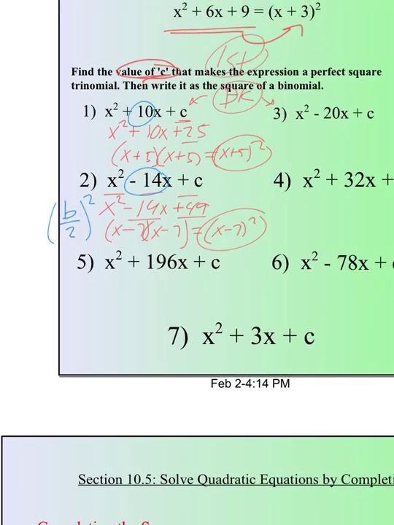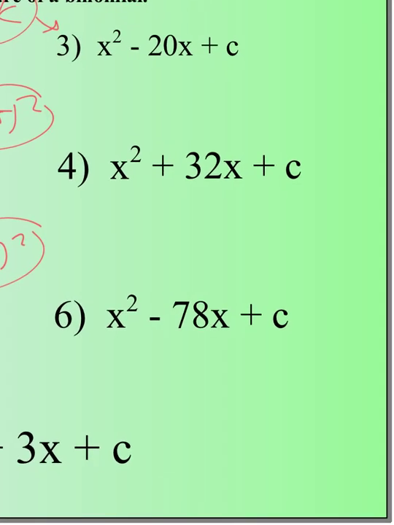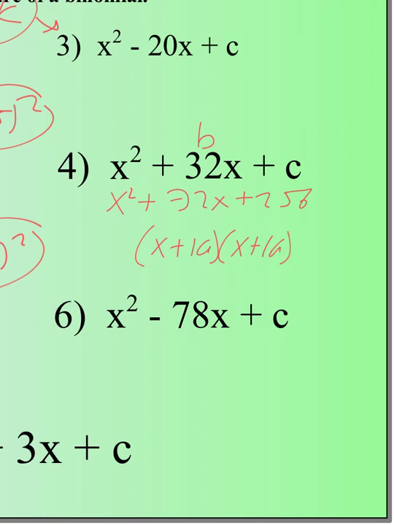I'm just going to do one more on this page just to give you the idea. Let me jump over to number 4. 32 is b for this particular problem. If I divide that by 2, I get 16. 16 squared is 256. So x squared plus 32x plus 256, and that will factor to x plus 16 and x plus 16, which is the same as x plus 16 squared.